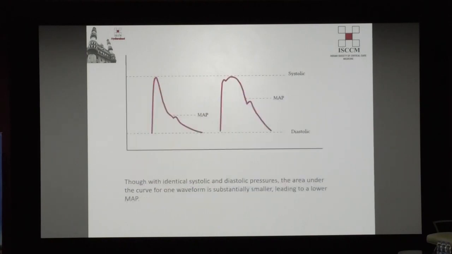Also, the reverse is true. Your systolic and diastolic pressures can remain constant, and as the pressure waveform changes and the arterial waveform changes, the area under the curve can change, and mean arterial blood pressure can also be different.